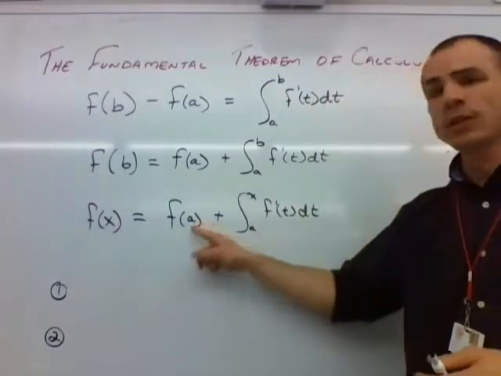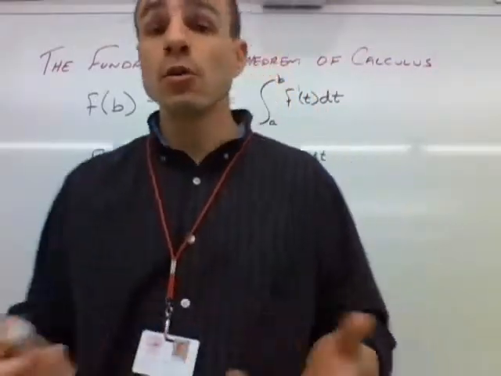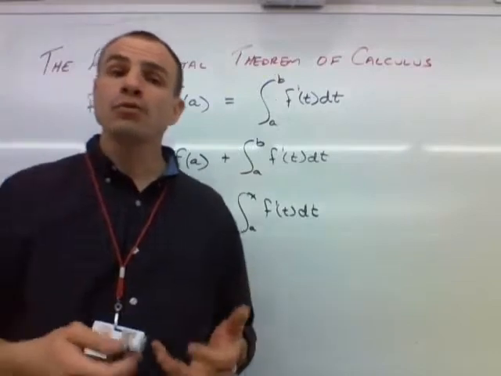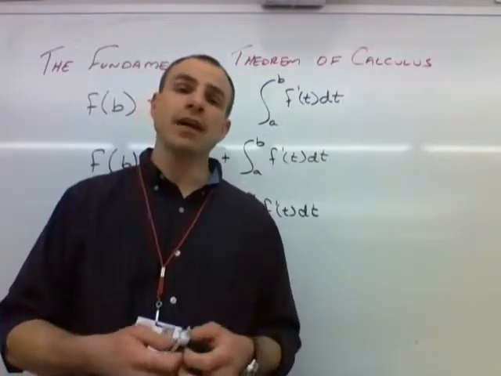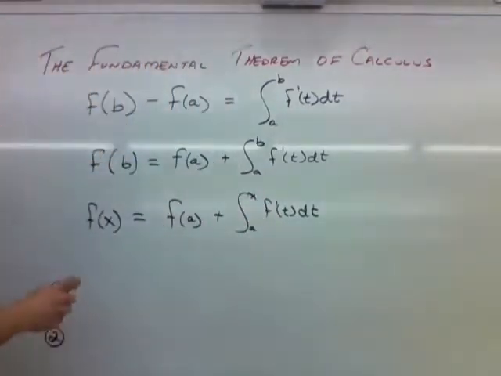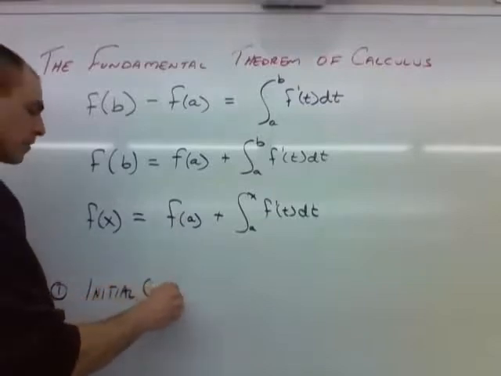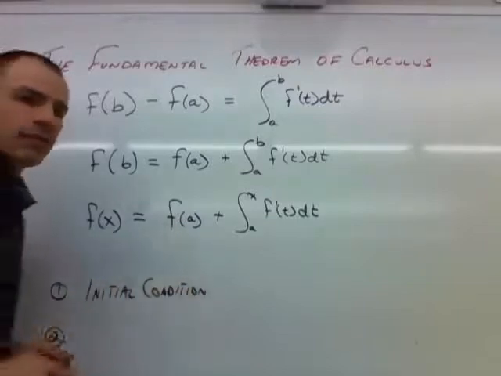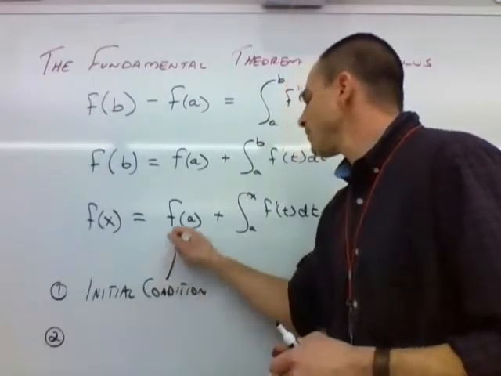Right? The first thing we need is this f of a. F of a, that's our initial condition. Go back to the pool problem. How much water was in the pool at the start of the problem? Yeah, you needed that value in order to come up with your final answer. So the first thing that we need is an initial condition. All right? And that's this f of a right there. Let me grab another marker. All right, the initial condition, that's our f of a.